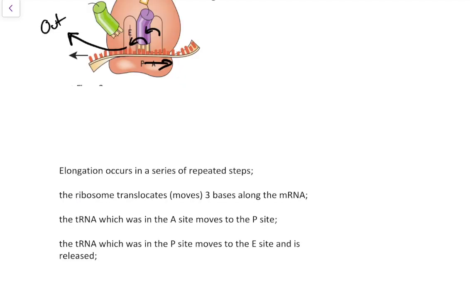So here's our summary. This, because we're growing the chain, we can call elongation, and it's a series of repeated steps. The ribosome translocates 3 bases along the mRNA. The tRNA which was in the A site moves to the P site. The tRNA which was in the P site moves to the E site and is released. So it's really important that we're talking about the movement. It's the tRNAs which are moved between these, and it's the amino acids which are attached at the back.